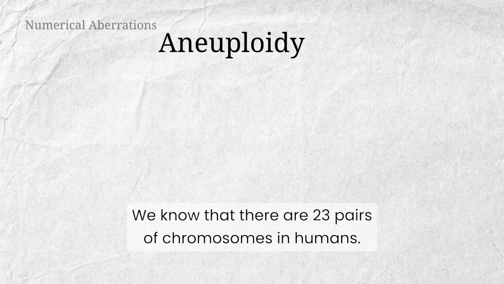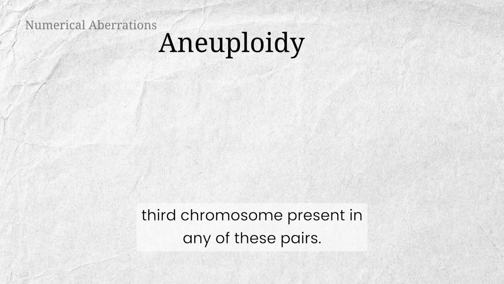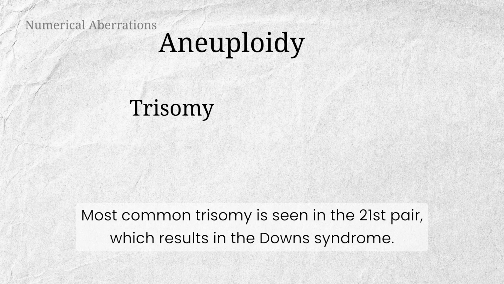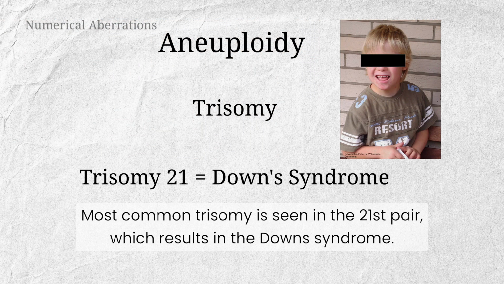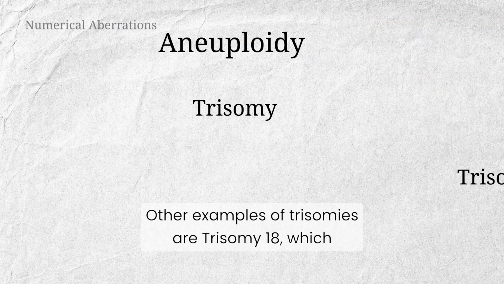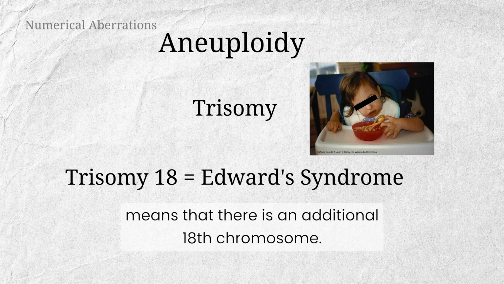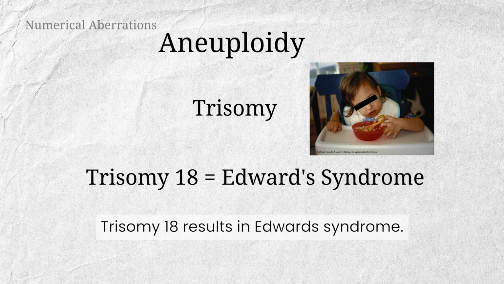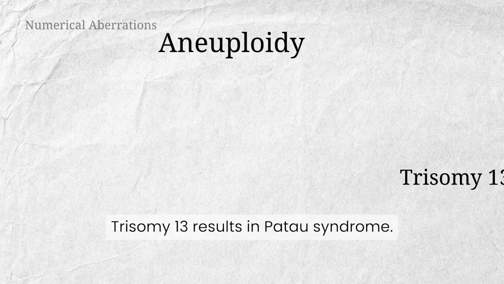We know that there are 23 pairs of chromosomes in humans. It is possible that there is an additional third chromosome present in any of these pairs. Then this condition is called trisomy. The most common trisomy is seen in the 21st pair, which results in Down's syndrome. Other examples of trisomies are trisomy 18, which means that there is an additional 18th chromosome. Trisomy 18 results in Edwards syndrome. Trisomy 13 results in Patau syndrome.